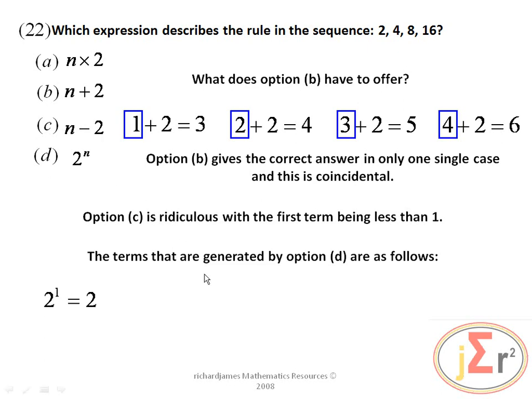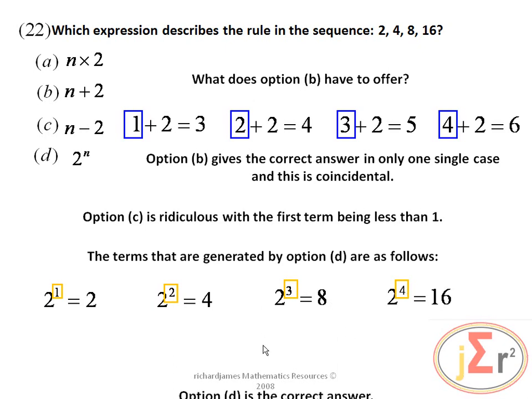We are saying 2 to the power of n. Let us write every term down first. So we are saying 2 to the power of n, remember that n is 1, 2, 3, 4. Those are the values of n. So 2 to the power of 1 is 2, 2 to the power of 2 is 4, 2 to the power of 3 is 8, 2 to the power of 4 is 16. Option D is the correct answer.